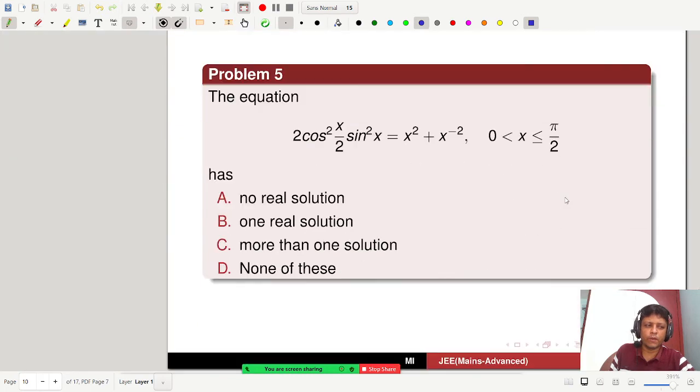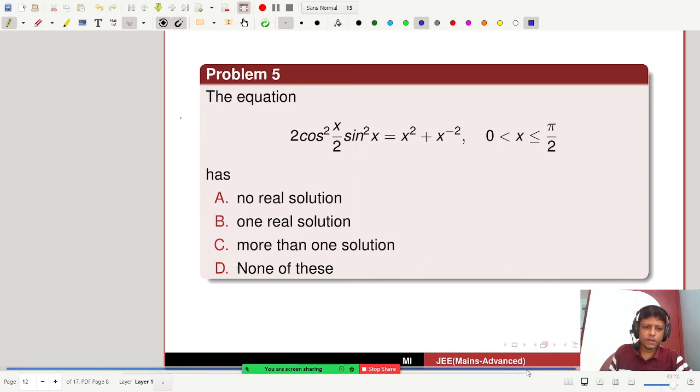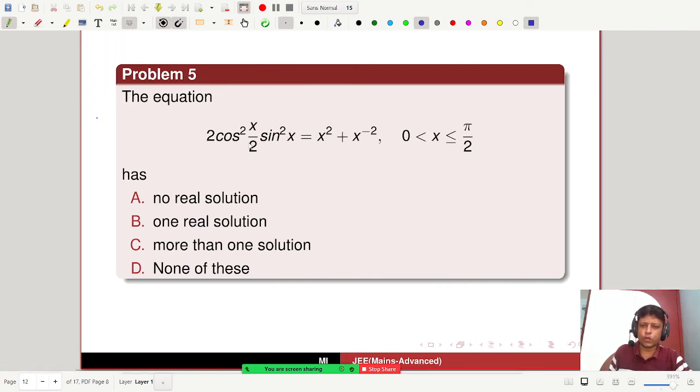Next is problem number 5. Now look at that. The problem number 5: 2 cos square x by 2 sine square x equal to x square plus x to the power minus 2. On the left you have trigonometric, on the right you have some algebraic. So this is a very mixed type of problem. In my presentation I have chosen many different types of problems so that you have a broad knowledge of how to solve.